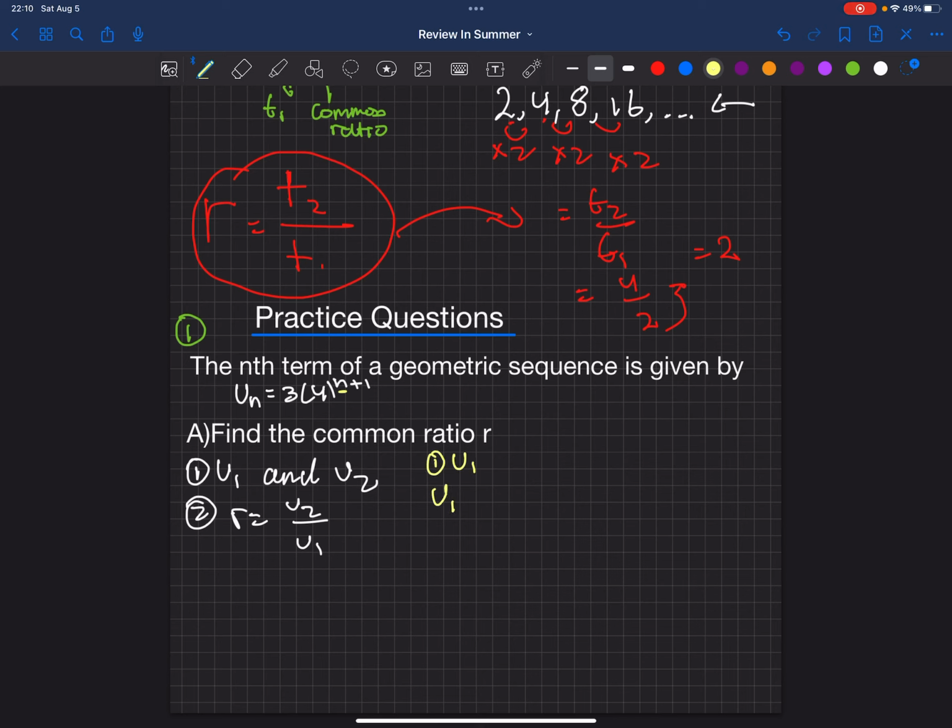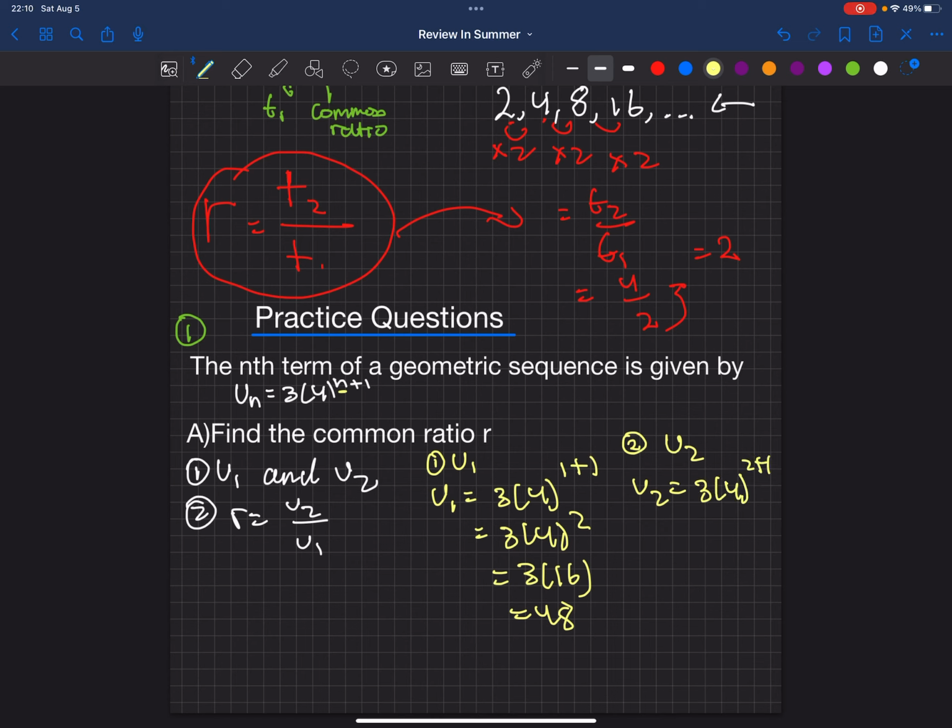Okay, so first thing I'm going to do is to find u1. So u1 is equal to 3 times 4 to the power of 1 plus 1, because we're putting n to be 1. So it's going to be 3 times 4 to the power of 2, that equals 3 times 16, that equals 48. The next step is to find what u2 is. So u2 is equal to 3 times 4 to the power of 2 plus 1. It's going to be 3 times 4 to the power of 3, that equals 192.